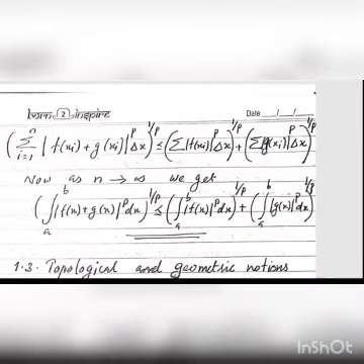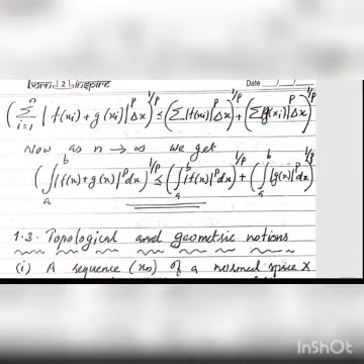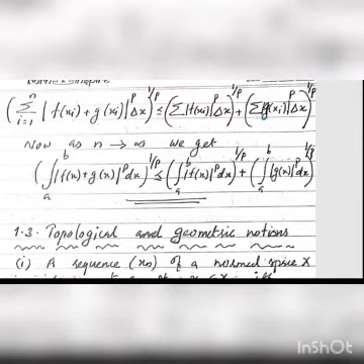Now we will see some of the topological and geometric notations. This you have studied in your real analysis course under the topic of metric space. A sequence Xn of a normed space X converges to a point x in X if and only if the norm of Xn minus x converges to 0 as n tends to infinity.